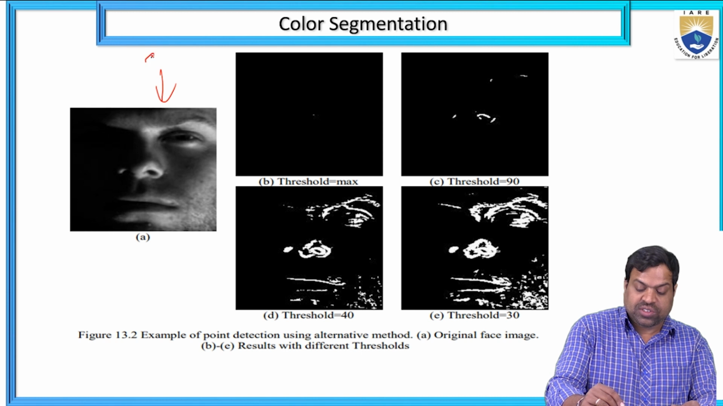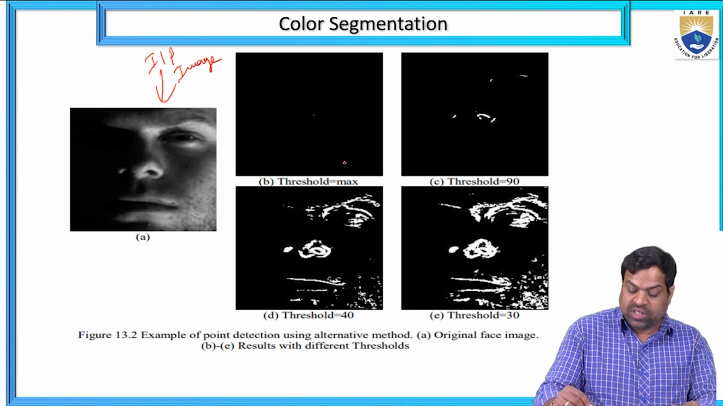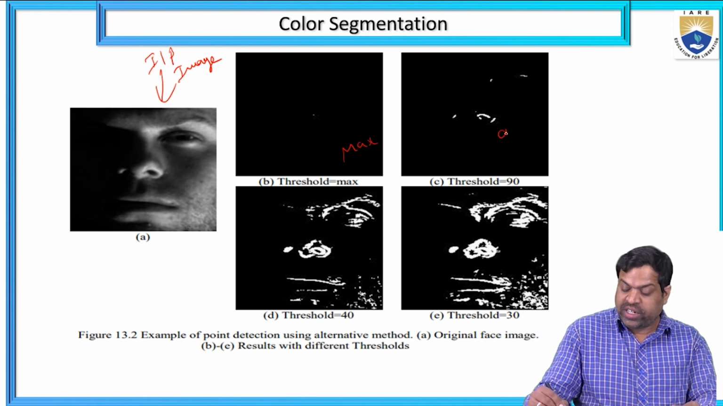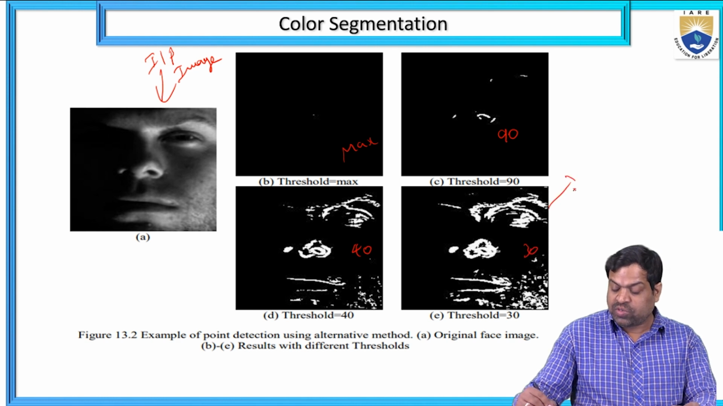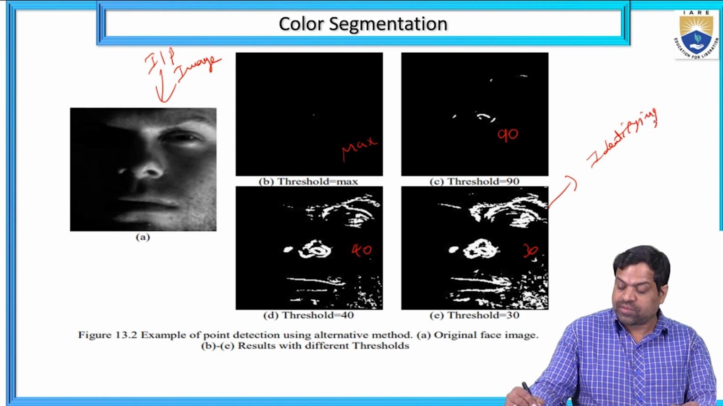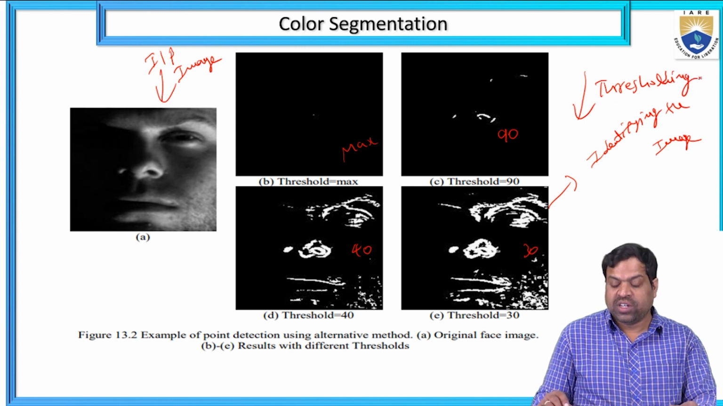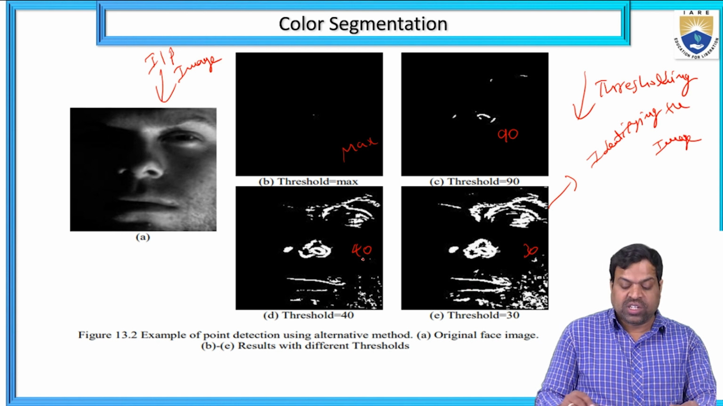It is the input image. So it is the maximum thresholding, a 90 thresholding, a 40 thresholding, a 30 thresholding. Which one is the better one? Here we are identifying. When the thresholding values are decreasing, only then are we identifying the image. So the input image is converted to the output image with the segments.